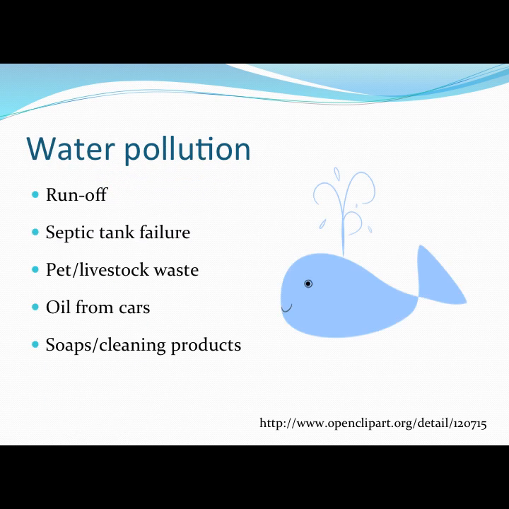Water pollution is a huge problem. The water can get polluted in all 4 stages of the water cycle. Some ways we pollute our water include runoff from pesticides, sewage, livestock waste, oil and emissions from cars, and cleaning products.